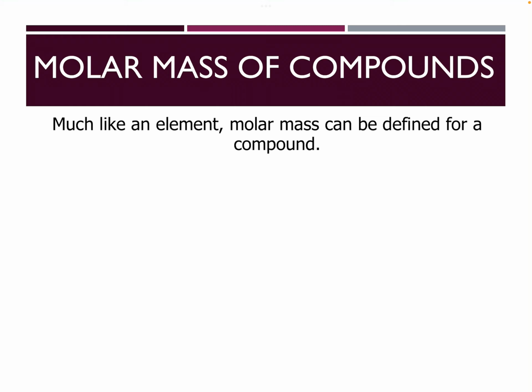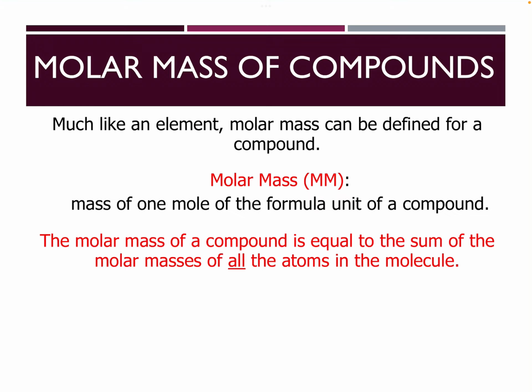All right, so thus far we've been doing this with elements, but we can actually do this with compounds as well. So in order to do this whole process for compounds, we need to figure out the mass of a compound, and it's actually a pretty straightforward and logical process. Okay, so we're still going to call it the molar mass. This is the mass of 1 mole of our compound, or our molecule. So the molar mass of a compound is equal to the sum of the molar masses of all of the atoms in the molecule.